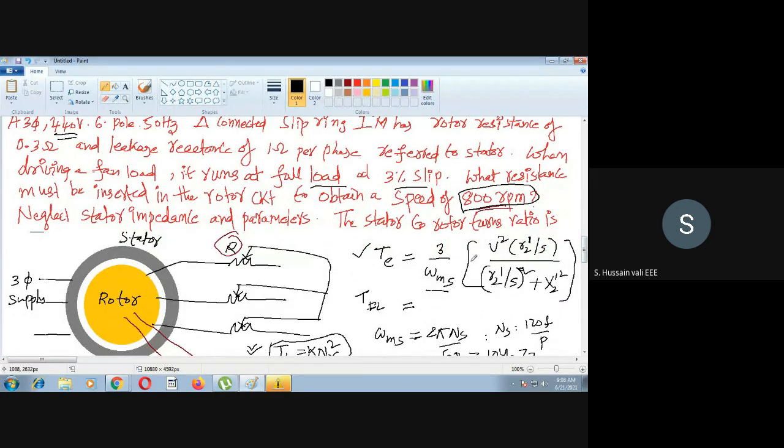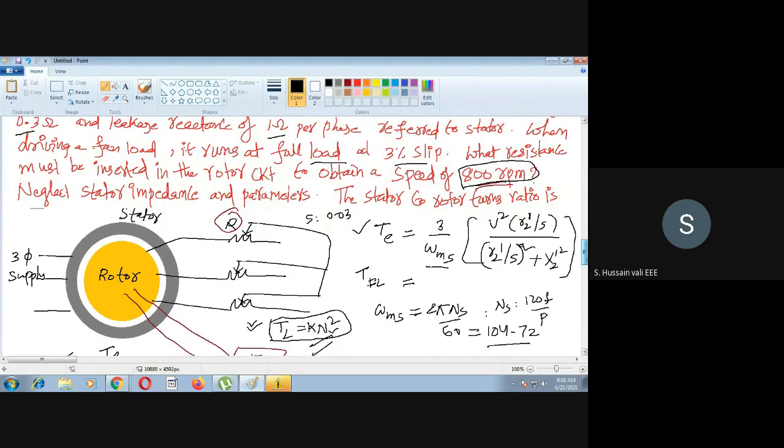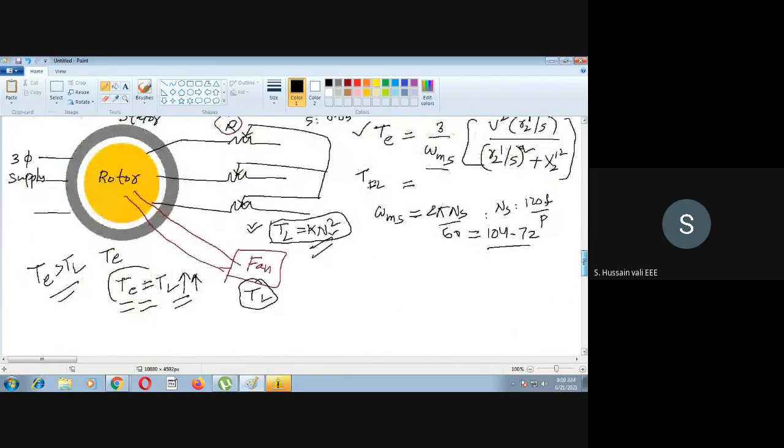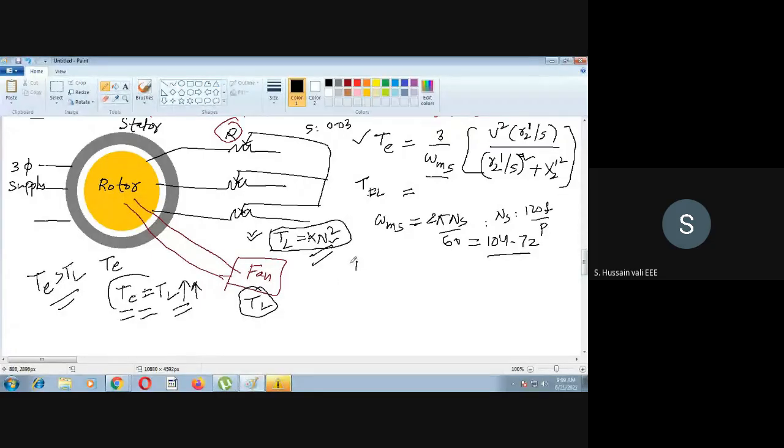Then after that, R2 dash he has given in the problem, 0.3. Slip is 3%, in the sense slip is equal to 0.03. Then what else you don't know here? X2 dash, he has given, 1 ohm. Then you substitute everything here, then you will get the electromagnetic torque. So Te, when you substitute there, you will get the approximate answer 548 Newton meter.